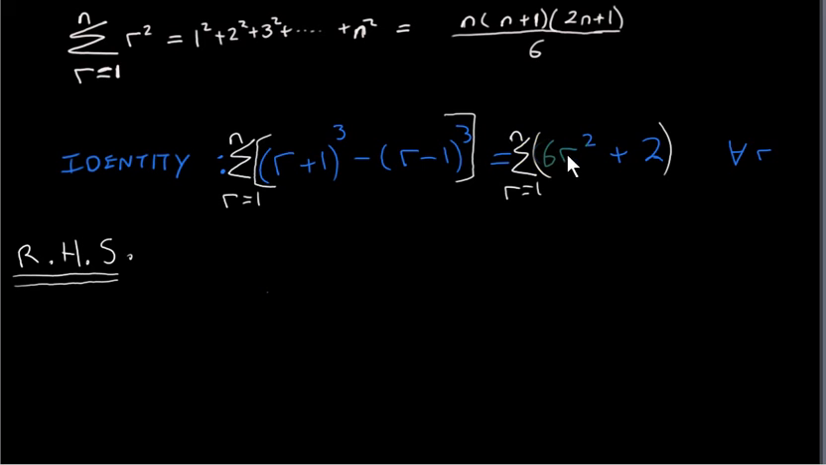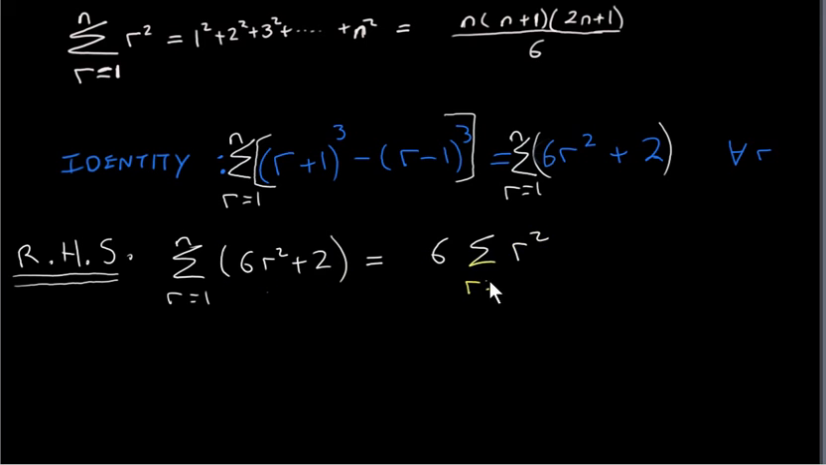Now first of all I want to look at the right hand side of this identity. The right hand side is sigma r equals 1 to n of 6r squared plus 2. We can actually write this thing as 6 times sigma of r squared, r equals 1 to n, plus sigma of 2 from r equals 1 to n. So that's how we can get at sigma of r squared, which is what we're looking for.